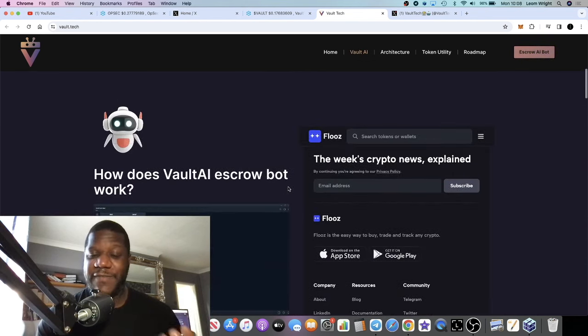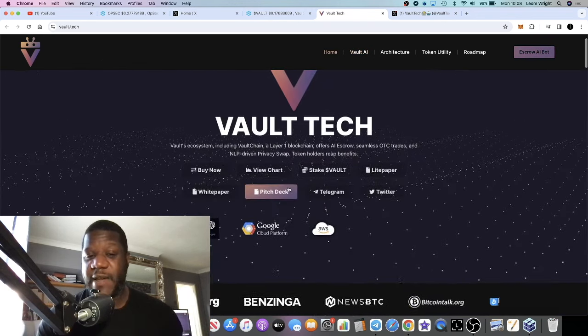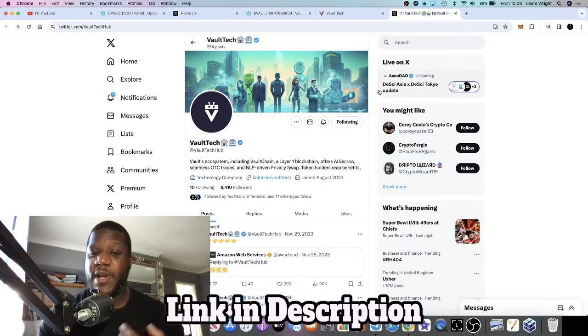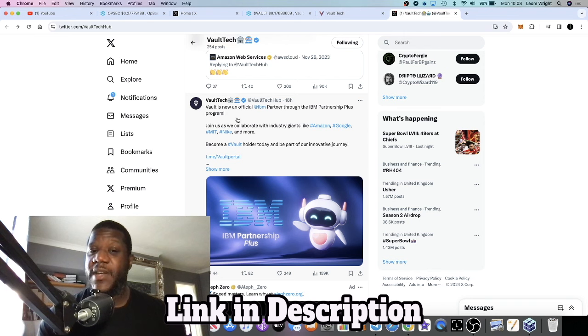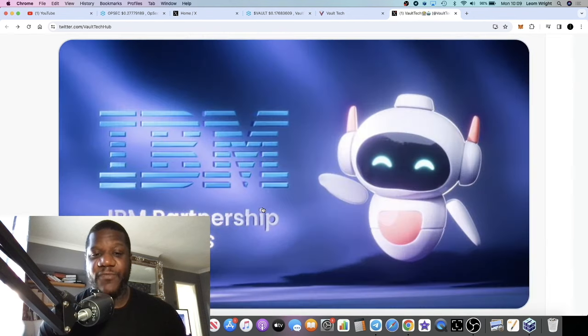So obviously this fits into the AI narrative, and also fits into the payments narrative. Okay guys, so I'm really bullish on this particular project. Like I said, they partnered with IBM. They posted this just yesterday, 18 hours ago: Vault is now an official IBM partner through the IBM Partnership Plus program. Join us as we collaborate with industry giants like Amazon, Google, MIT, Nike.